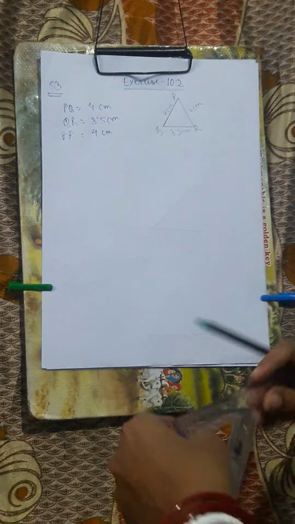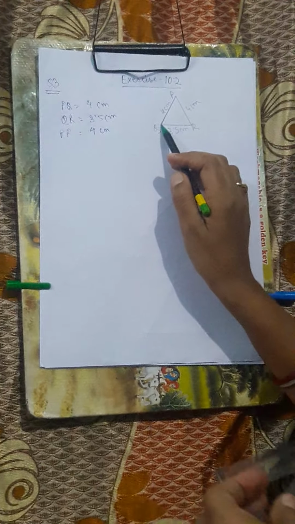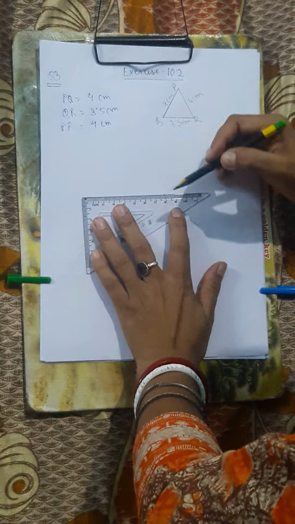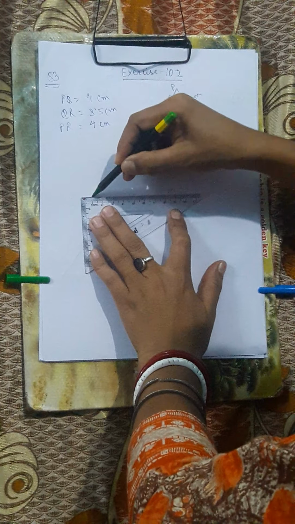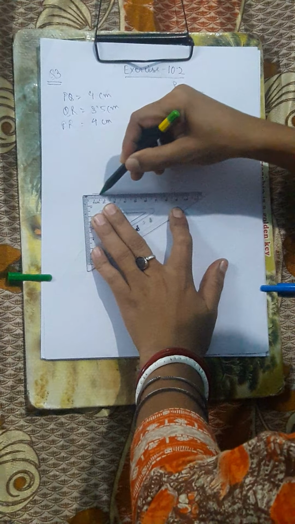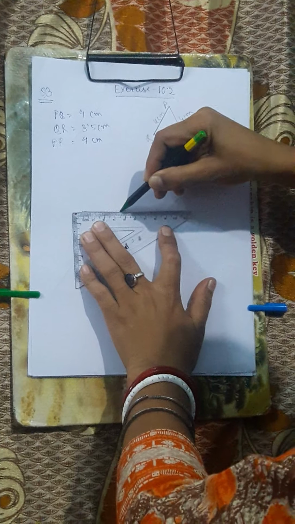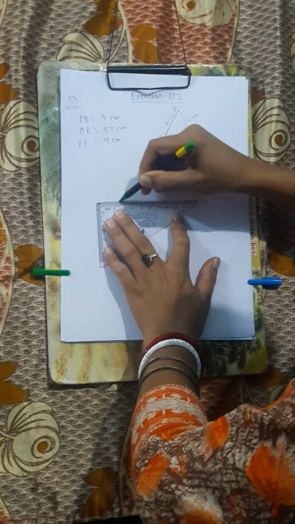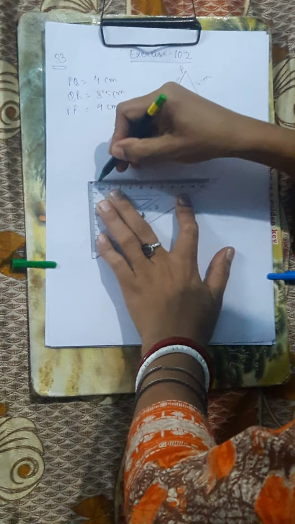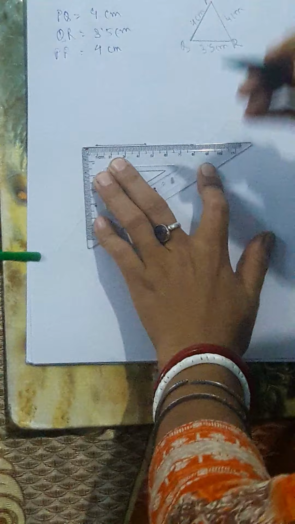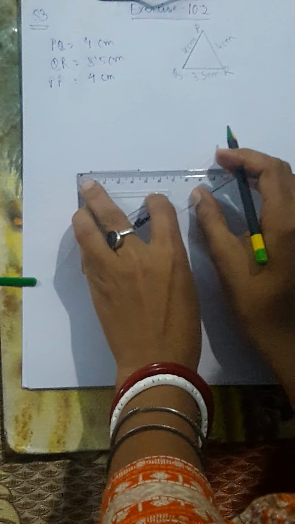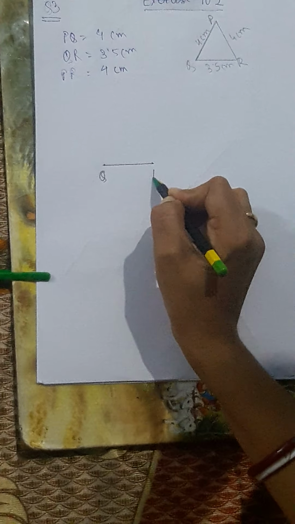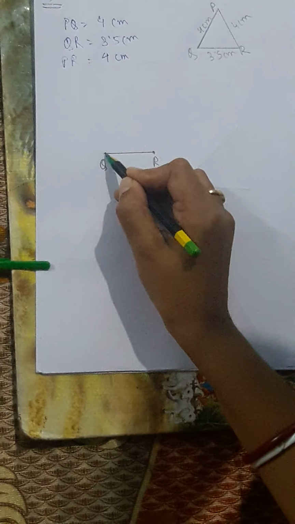Okay, now first we will take the base which I have considered here, that is QR, and its length is equal to 3.5 cm. Be careful while you are measuring the length of the side. It will be 3.5 cm. Yes, I have got 3.5 cm. I have put 2 points over there. Yes, this is the length of 3.5 cm. You can see, name these 2 points Q and R.